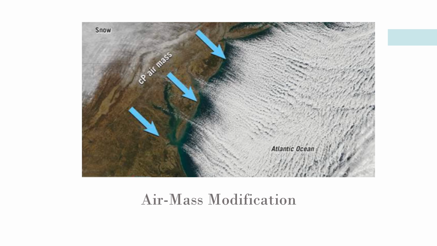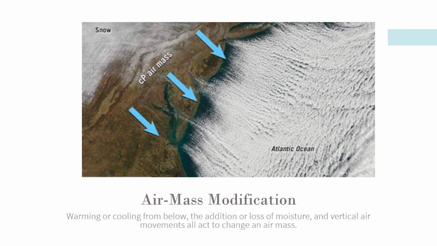So we're going to talk about air mass modification. When you say modification, that means changes or alteration, right? Actually it is said that warming or cooling from below of the air mass, as well as the addition or loss of moisture and vertical movements, all act to change an air mass. So that is why air mass modification exists.